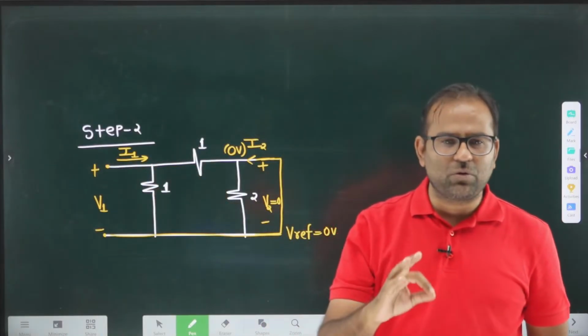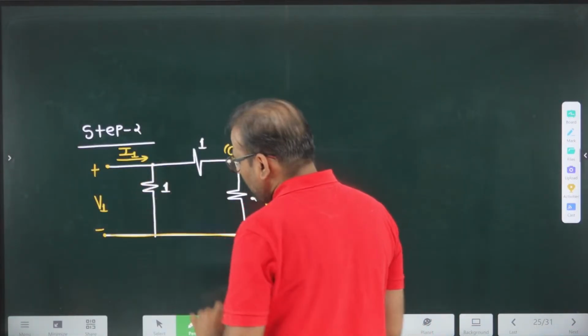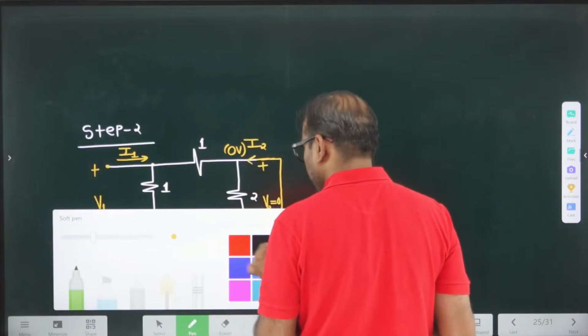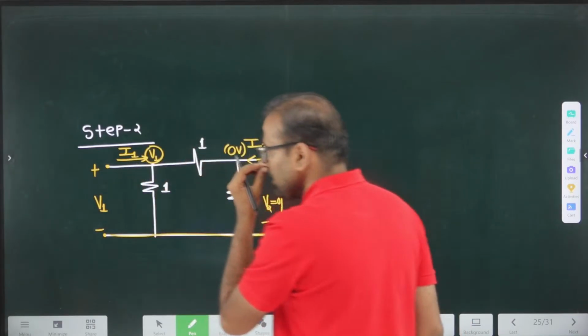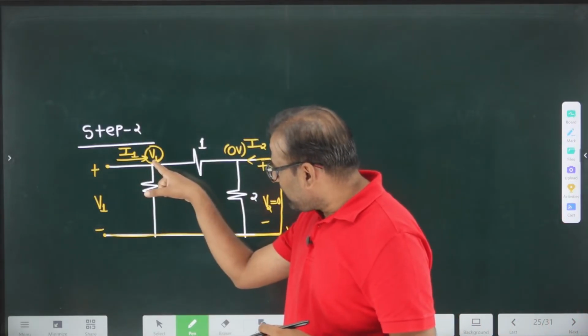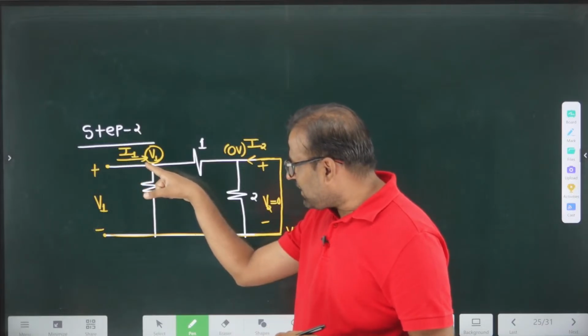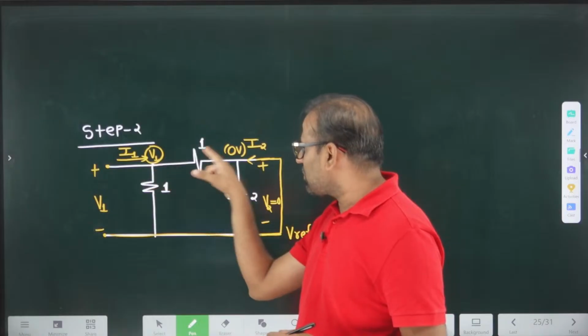So the incoming current I1 ampere is divided into two parts. This current is at the V1 node. What is the potential of this node? The potential of this node is V1. So this I1 is divided into two parts, between V1 and 0, and this is also between V1 and 0.